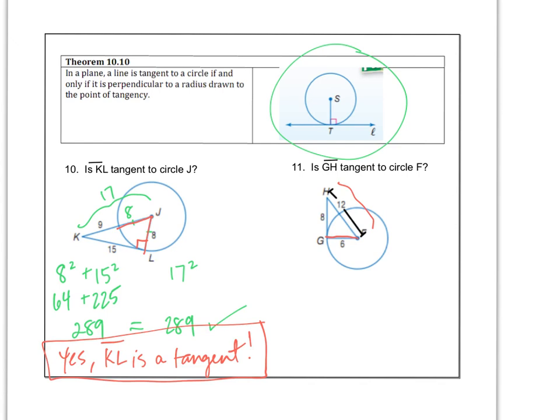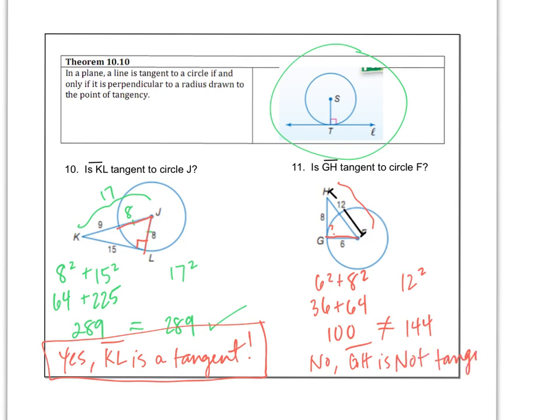So if I want to figure out if GH is a tangent, again, I'm going to try the Pythagorean theorem. I'm going to try to figure out, is this corner a 90-degree corner? So I want to do 6 squared plus 8 squared, and I want to see, does that balance out with 12 squared? Well, this is 36 plus 64, which is 100. But 12 squared is 144. They are not equal to each other. Therefore, no, segment GH is not a tangent to the circle. So no.